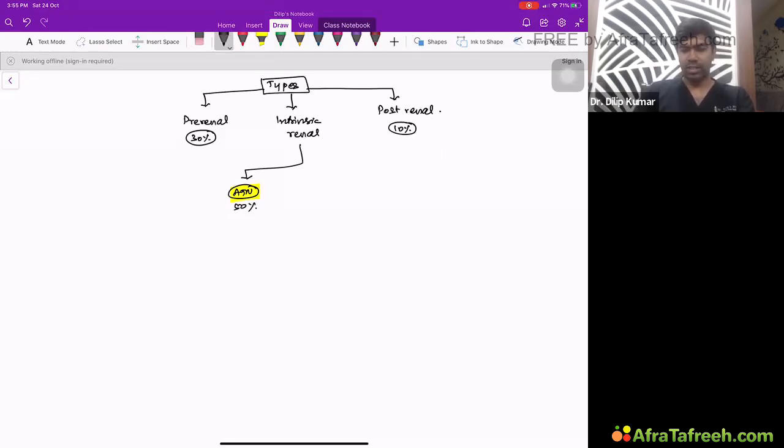If you take these three things, prerenal, acute tubular necrosis, and postrenal, together they contribute almost 90% of acute kidney injury. So only the remaining 10% is contributed by other things. For example, you have acute interstitial nephritis, called allergic interstitial nephritis, which is very negligible, not a very common case to see.